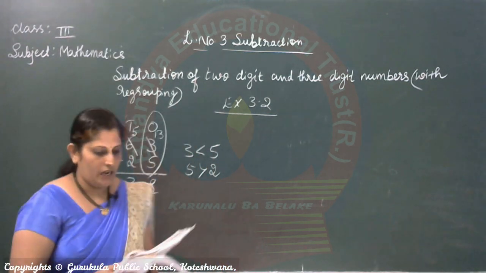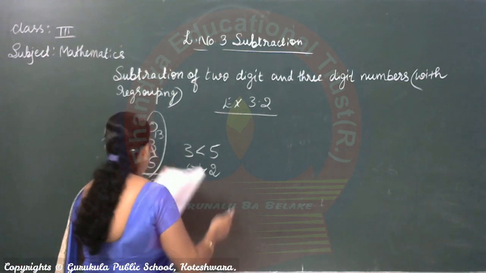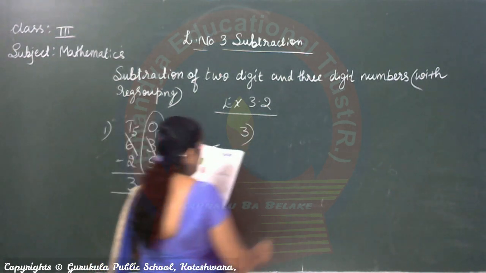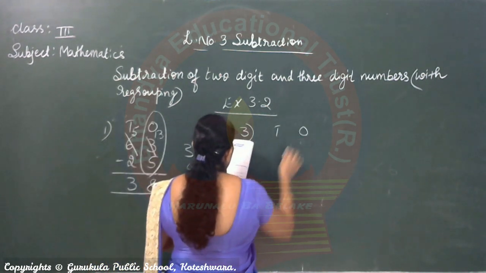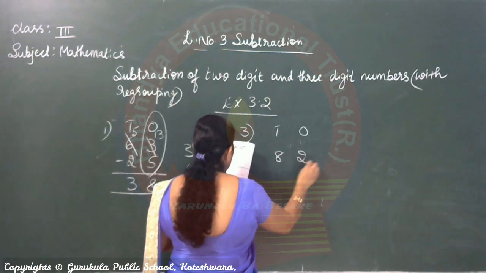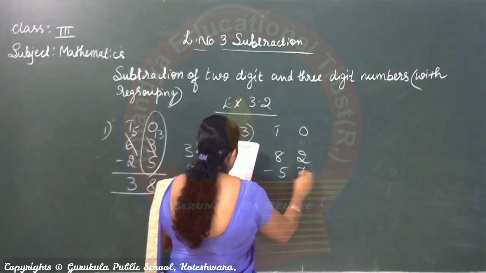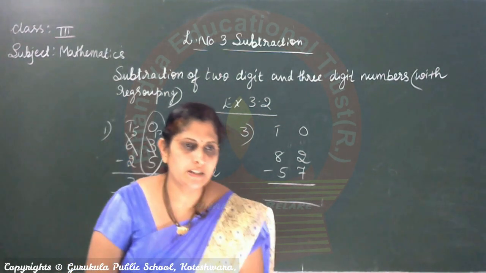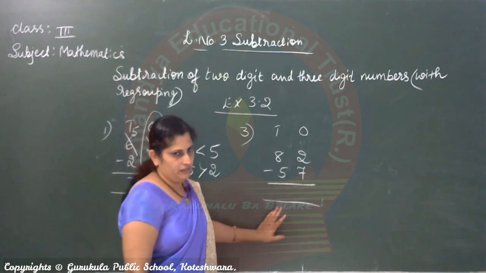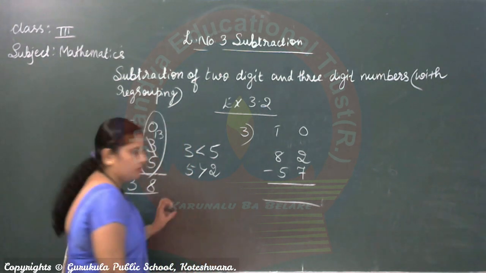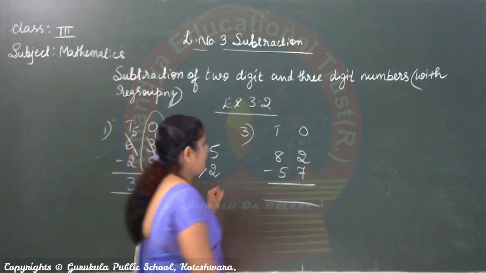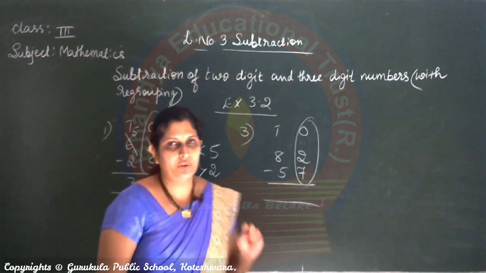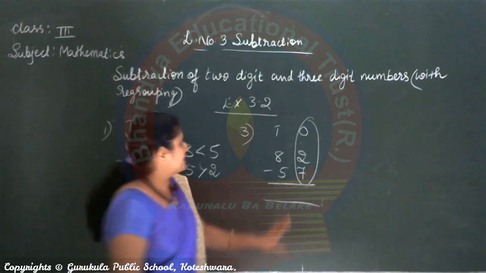Now next, we can go through the second problem, which you have to do. Next I'll take the third problem: 82 minus 57. As you know, I have already explained. First, we go through the digits in the ones column.